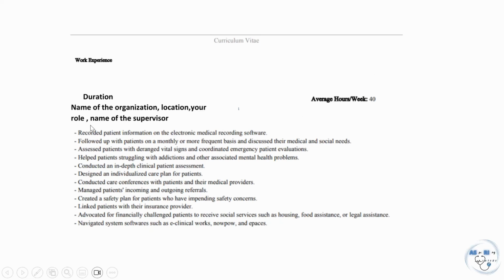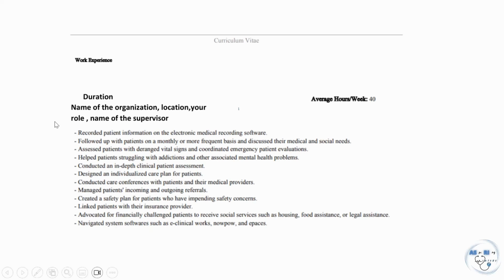So as I mentioned, you can put it like this in a bullet point, and then start with action verbs, like recorded, followed, assessed, helped, conducted, and something like that. And then some people say you should just write 2 or 3 lines, or you shouldn't make it that long, or some people may say you should make it extra long. But I would advise you, if you actually did this, you should mention them.